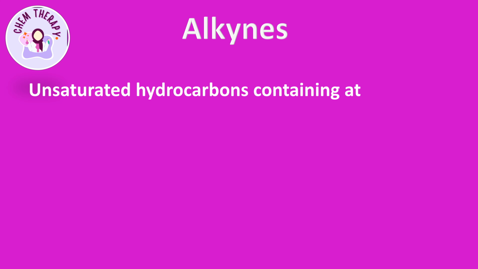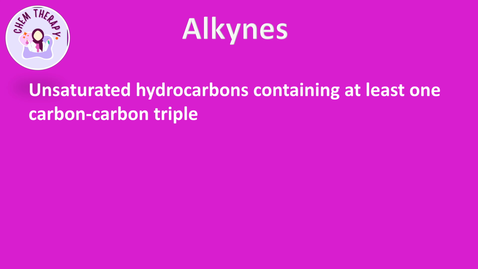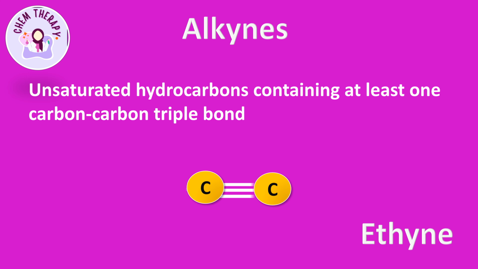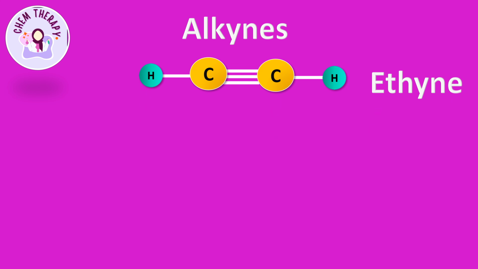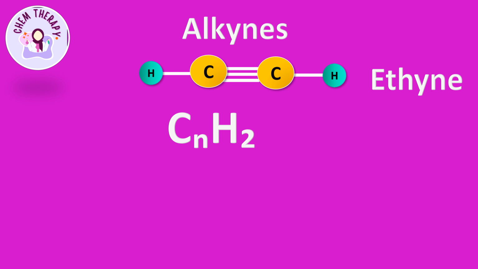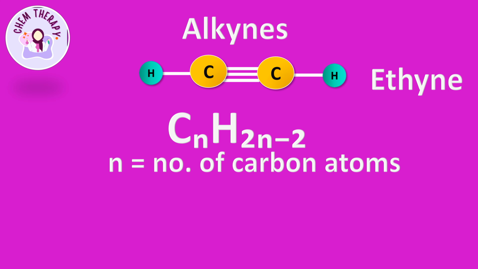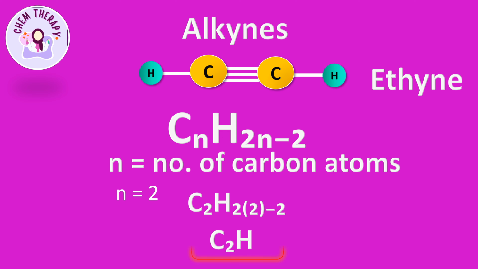Alkynes are the unsaturated hydrocarbons containing at least one carbon-carbon triple bond. The simplest alkyne is ethyne, in which 2 carbons are bonded with a triple bond. The general formula for alkynes is CnH2n-2, where n is the number of carbon atoms. As ethyne contains 2 carbon atoms, the value of n for ethyne is 2. Putting the value of n into the general formula, the formula for ethyne comes out to be C2H2.